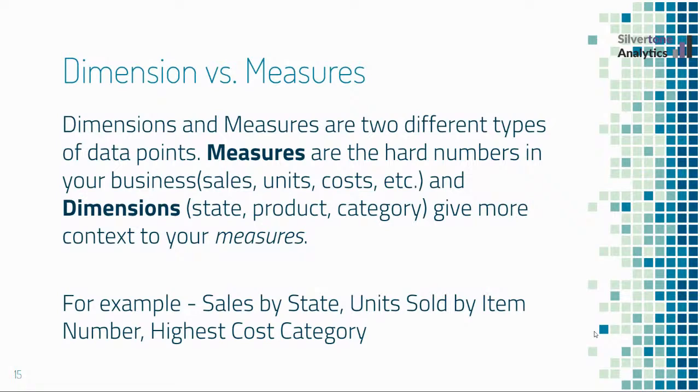Dimensions and measures are two different types of data points. Measures are the hard numbers in your business. Think sales units, cost of units, margin. This is the quantifiable part of your data set. Then we have dimensions, which give additional context to your measures. For example, we can look at sales, which is a measure. We can look at sales by state, which is one dimension, or we could look at sales by product or category. Or if we want to get really sophisticated, we could look at sales by state by product category, and then we can get super granular into the data. And this is where we can start to uncover insights and piece out if there are any interesting things going on with the data set.